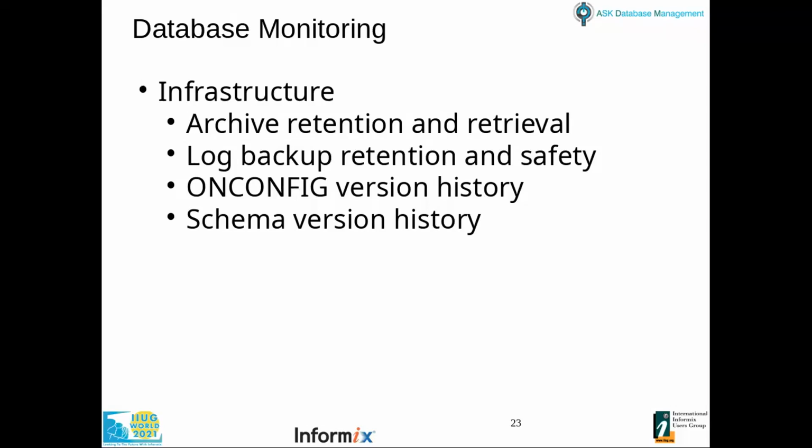Do you have a version history of your onconfig file? Because as you make changes to your onconfig file, you need to know what was changed when and what it was changed to. Same thing with your schemas. Do you have a version history of your schema? So that if some application suddenly is not doing well, we not only know, okay, was the last schema change, but we have to know what the schema change was and where it came from, and be able to roll back.